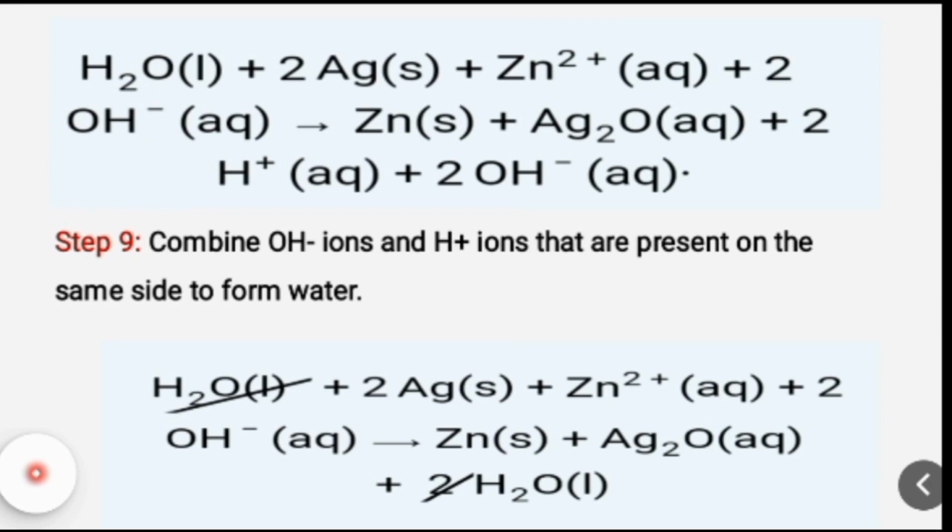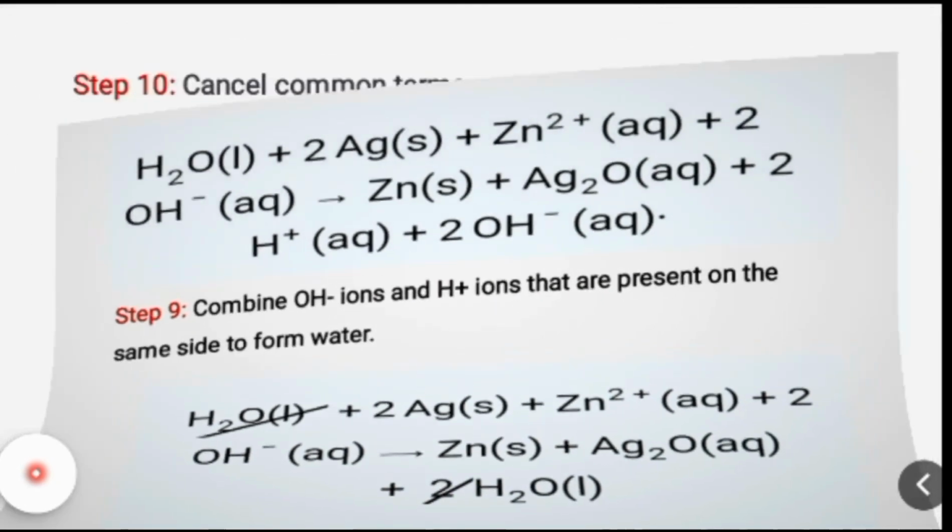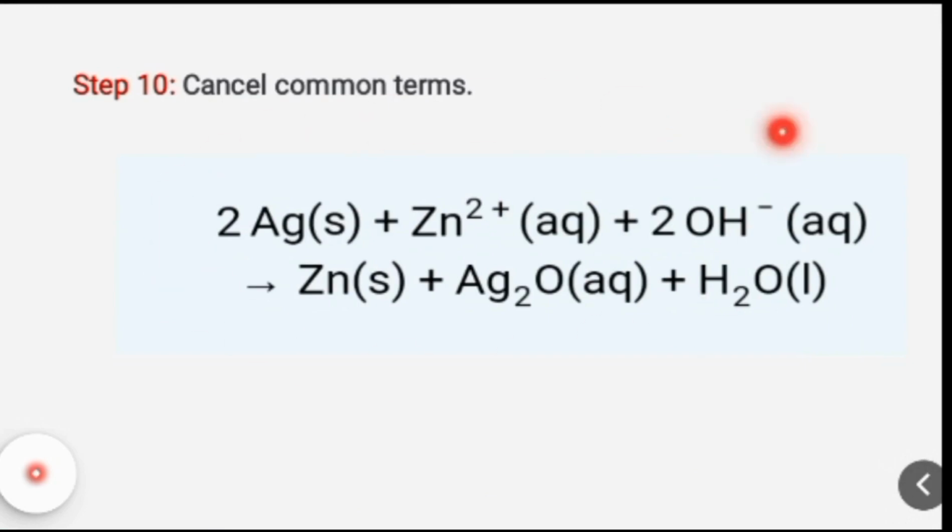Now, after that, we're going to cancel out like terms. We have two molecules of water here. We have one molecule of water here, cancelling out one molecule of water here, cancelling out one of this water to give us a final equation of this. Therefore, this is our final equation, and this is for basic condition.